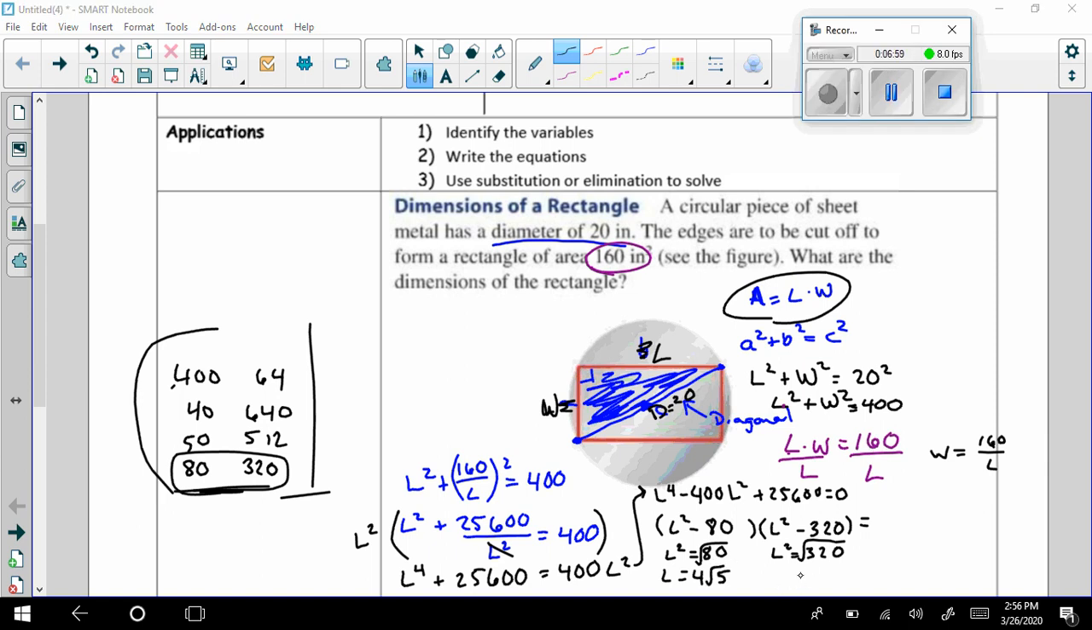So that one is 4 root 5, where this one is, okay, and then the other one reduces down to 8 root 5.